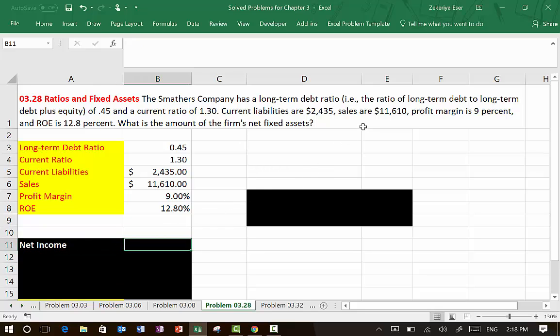But we are given the value of sales and the profit margin, which allows me to figure out that net income is sales times profit margin. Now that I know net income, I can figure out total equity. Since ROE is net income divided by total equity, total equity is net income divided by ROE.